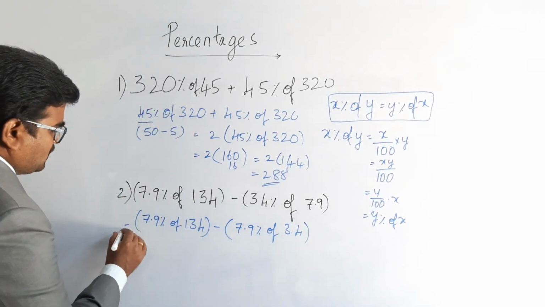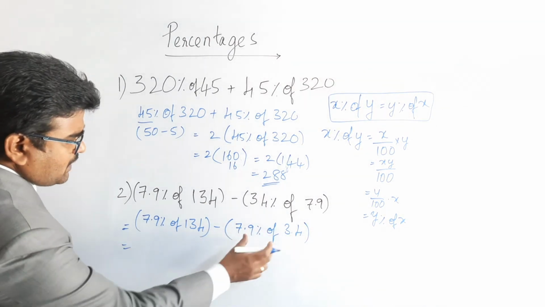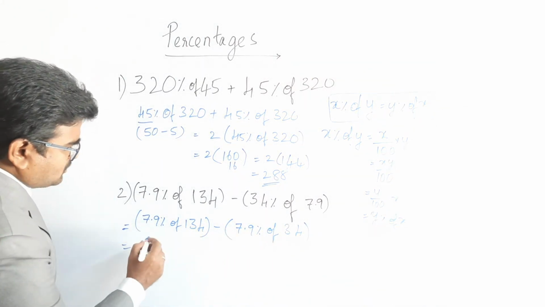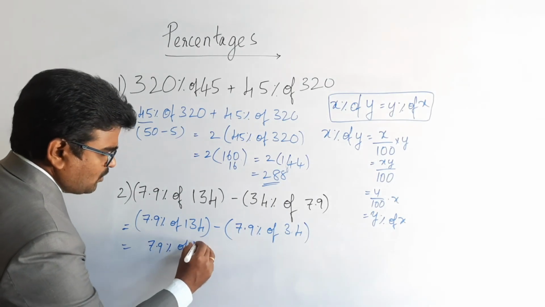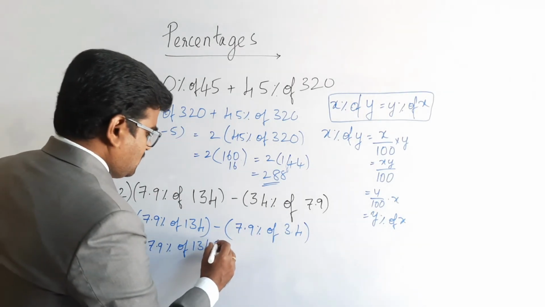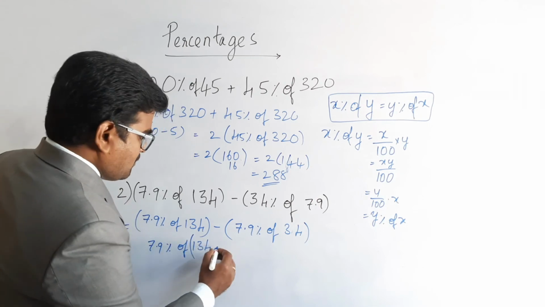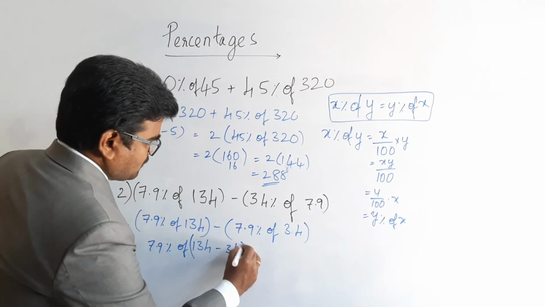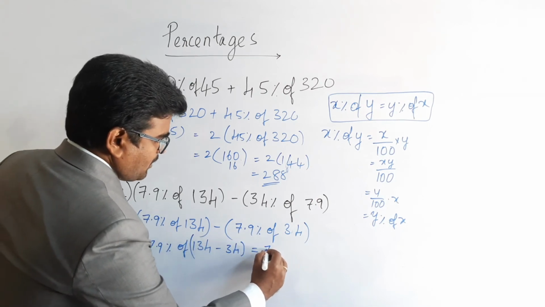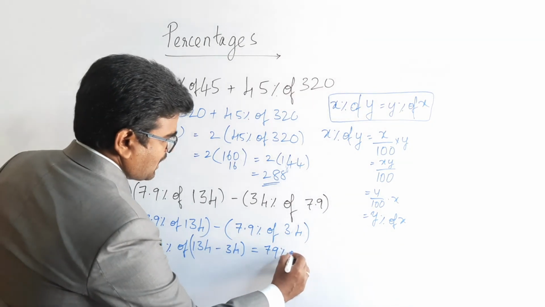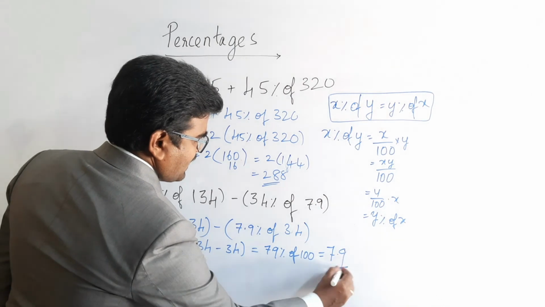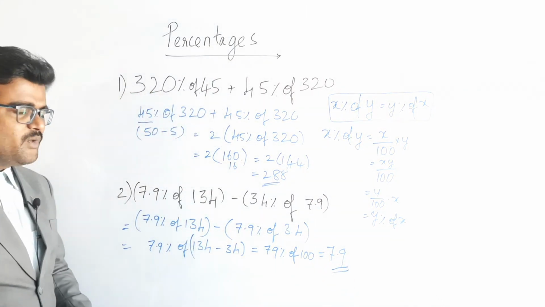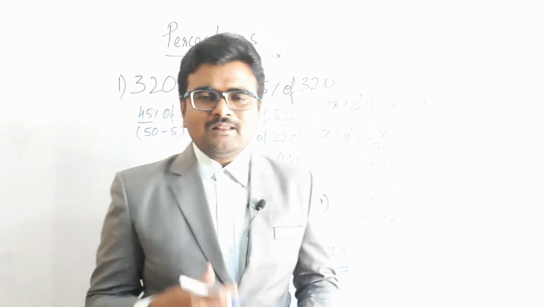So what do you get common here? 7.9% of. Take it out. 7.9% of 134 minus 34. So finally what you get? 7.9% of 100. That means what is the final answer? 7.9 is your answer. So this is the way we can calculate these percentages.